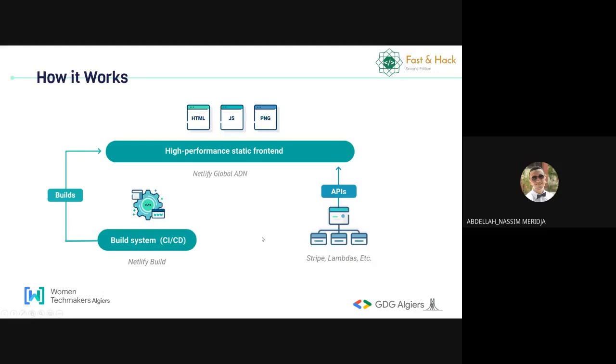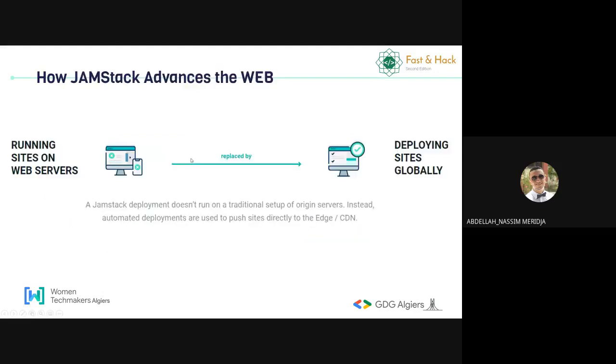Next, how JAMstack advances the web. The first one is running sites on web servers. We said previously that this approach is very bad these days because it gives performance bottlenecks. So we replace it with deploying sites globally. So our sites won't be just hosted on one single server located somewhere, but deployed to a global CDN.